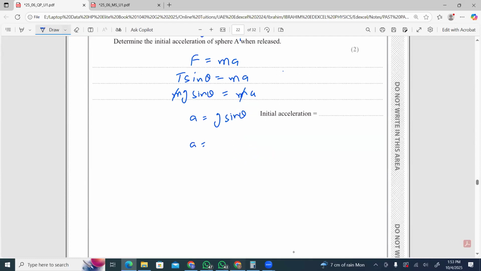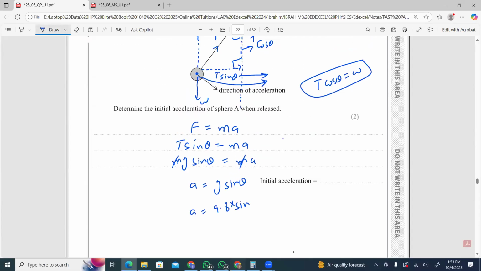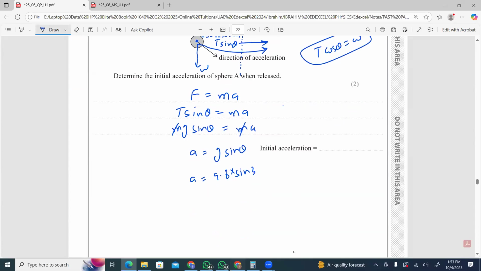And it is 9.8 sine 38 it was, yeah. So the answer is, or you can round it off to 6 meter per second square.